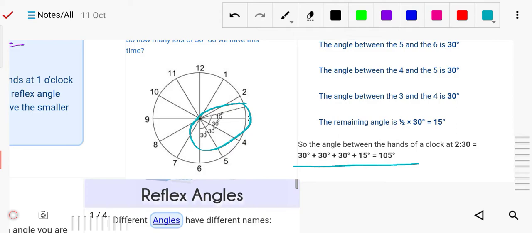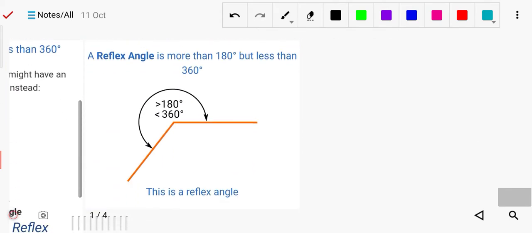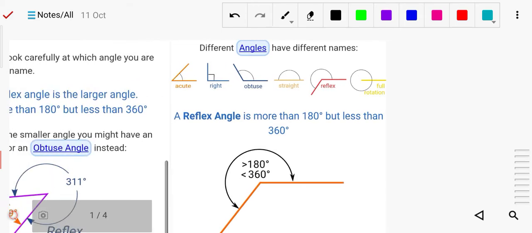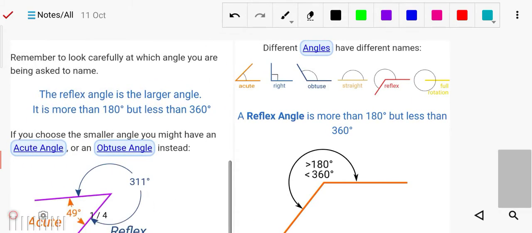Now, as I just told you, to find what the reflex angle is: the reflex angle is nothing but the larger angle. This angle is actually the larger angle.